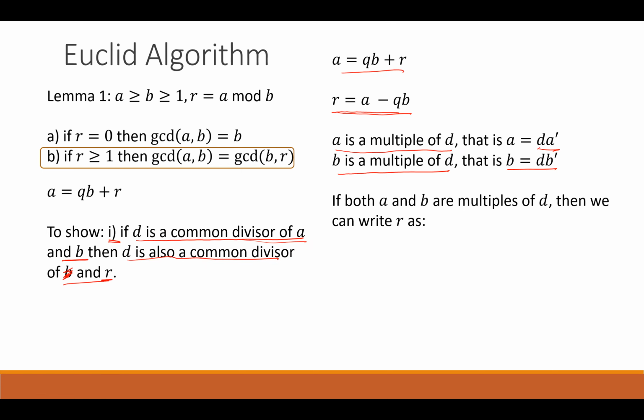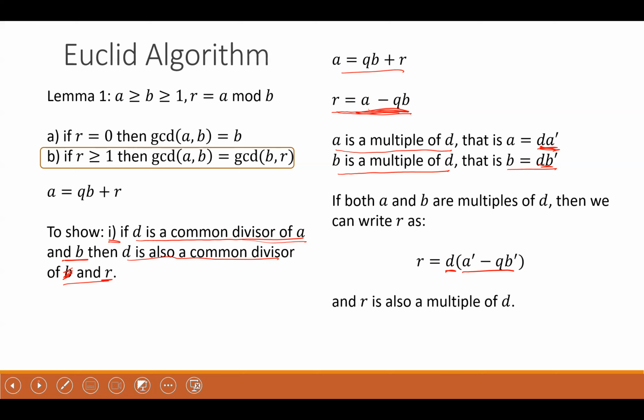Now I'm just going to substitute these in for A and B in this equation. Once I do that, I can see that they both have a common factor of D. I can take that common factor out. These are all integers, so this results in an integer times D. So then D is a divisor of R, or R is a multiple of D, same thing. Questions? All right. So R is a multiple of D, so we've shown the first part of this.